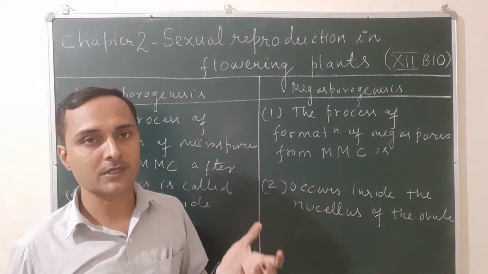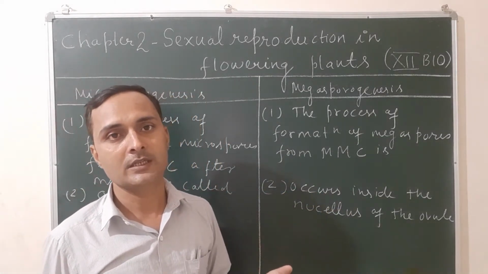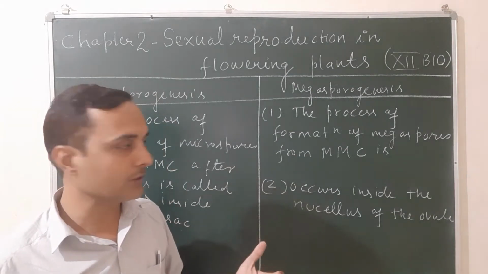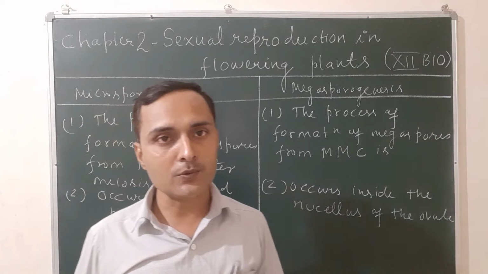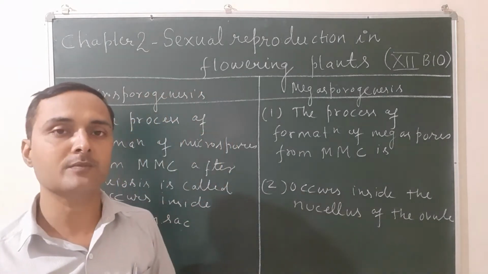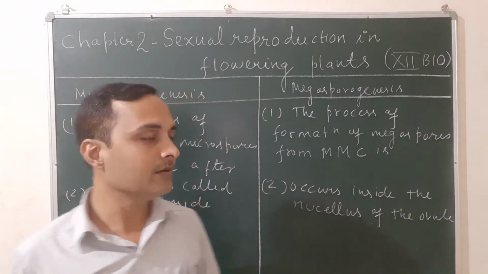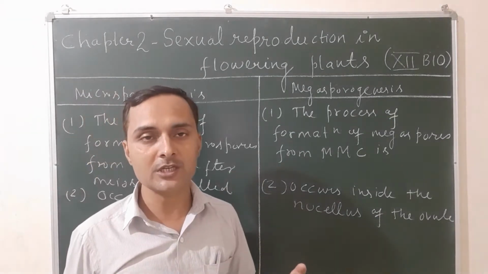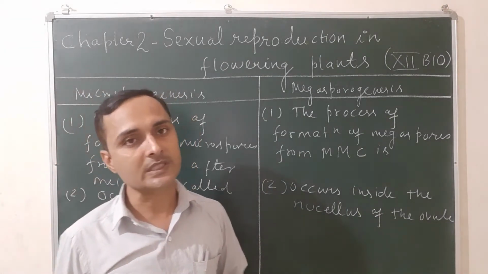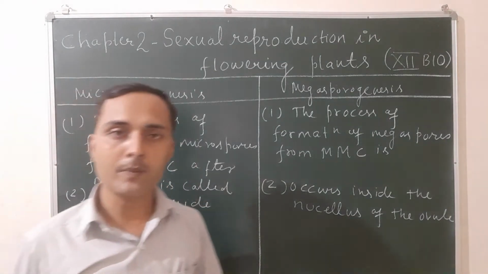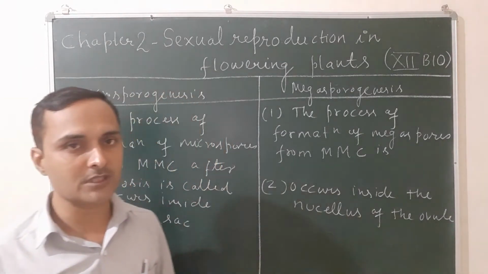only one is functional and 3 are lost. Only one megaspore is produced and 3 are lost. And the fourth difference: microspores give rise to the male gametophyte, that is the pollen grain, and the functional megaspore gives rise to the female gametophyte, that is the embryo sac. So there are 4 main differences between micro and megasporogenesis.